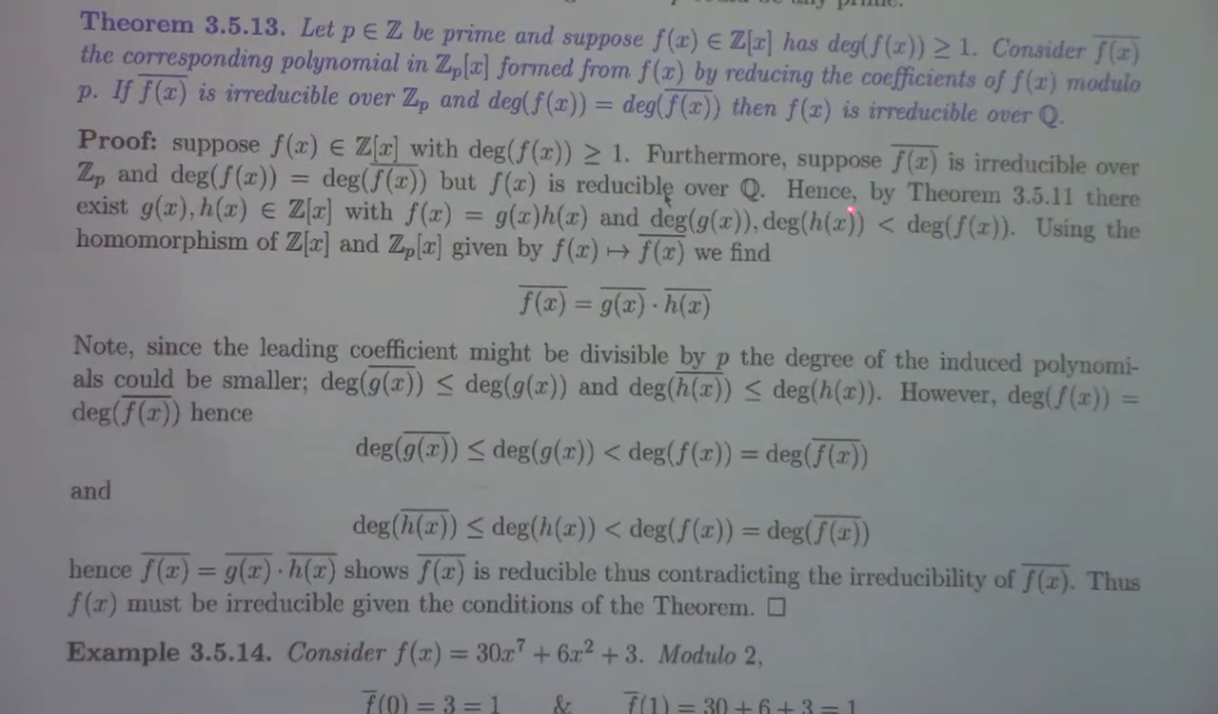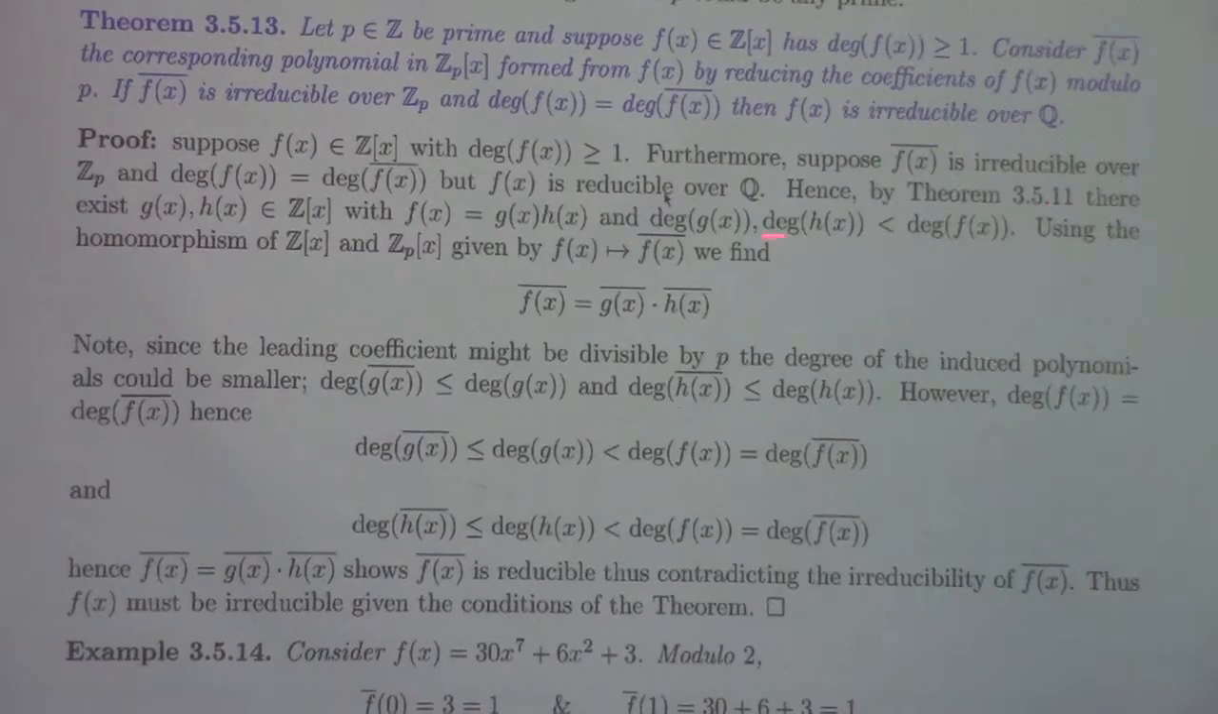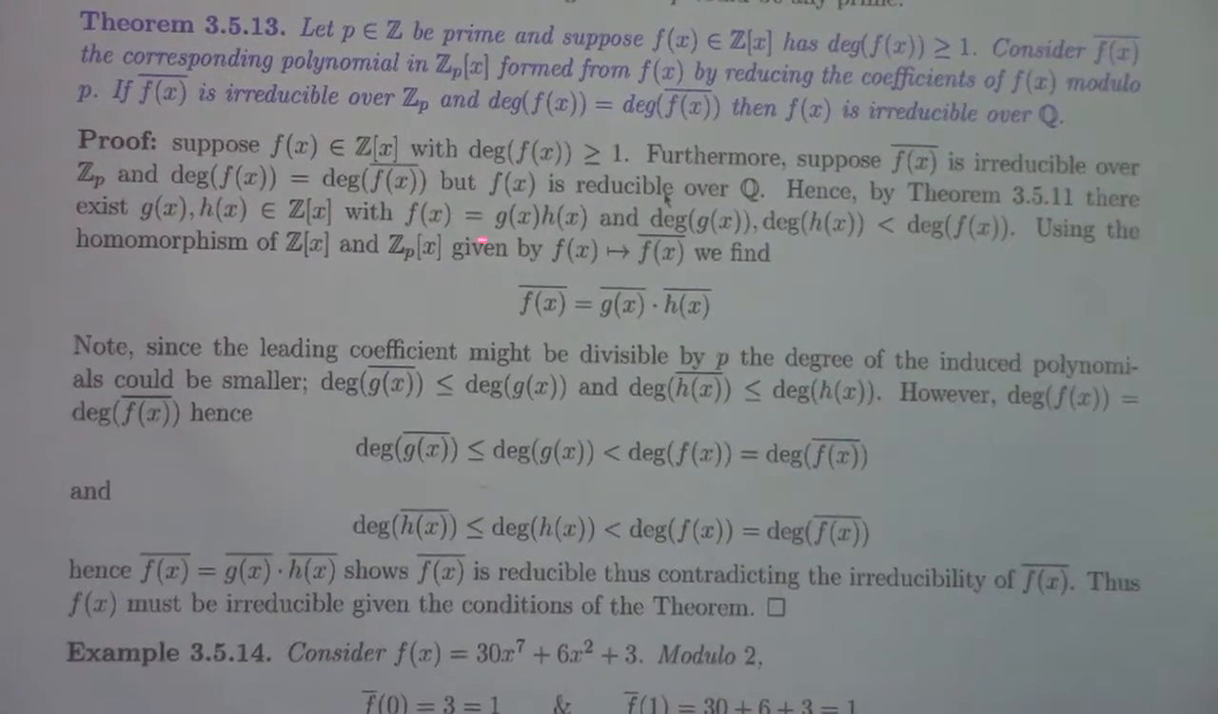But anyway, hence by theorem 3.5.11, there exist h and g with this. Why is that? It's irreducible, right? And I'm saying f of x is reducible over Q, right? The previous theorem says then it's also reducible where? Over Z. Okay, so that's the main use of the theorem I didn't show the proof of to you just now, in my opinion, is right here.